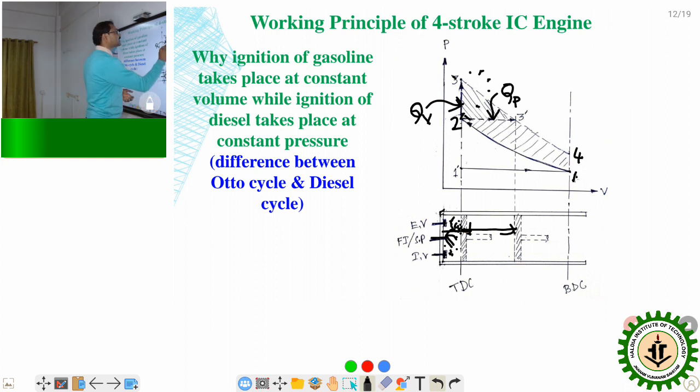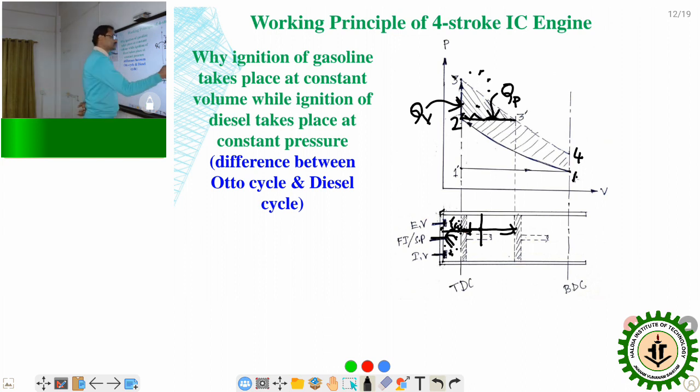Again, pressure will increase, but the piston will move backward here. Then again, the total volume is increasing, and the pressure will decrease in this way. So we are taking here more or less constant pressure.